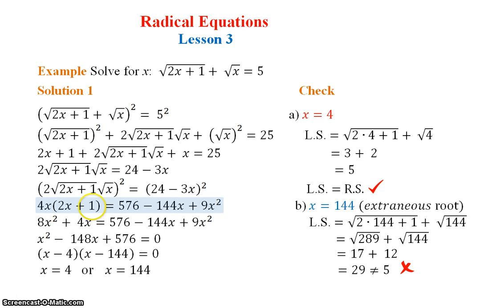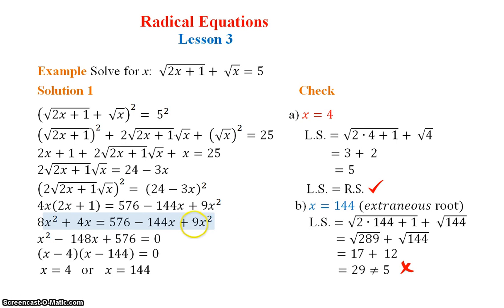Now we can expand the brackets on the left side of the equation. 4x times 2x is 8x squared. 4x times 1 is 4x. Now we will do the following thing. We will move everything from left side to the right side. Of course we change the signs. Then we combine like terms and switch the sides their places.